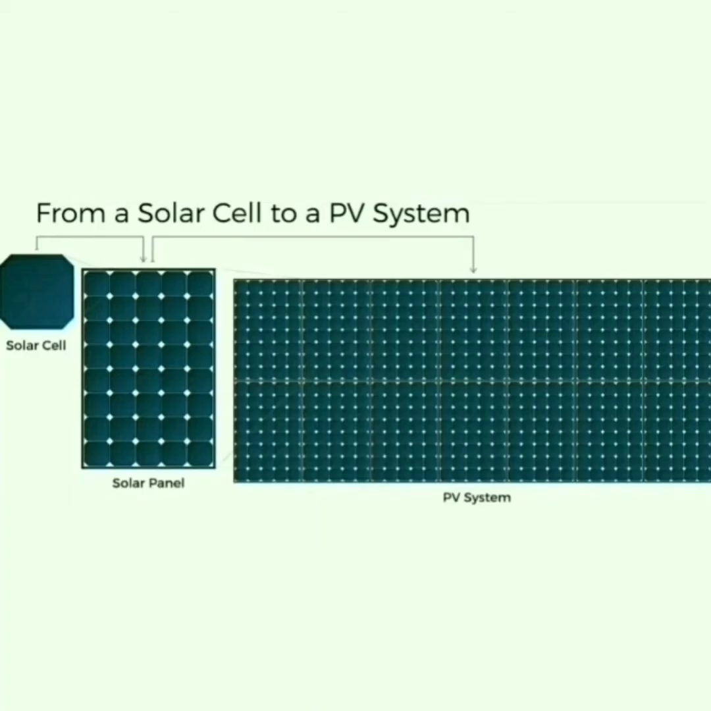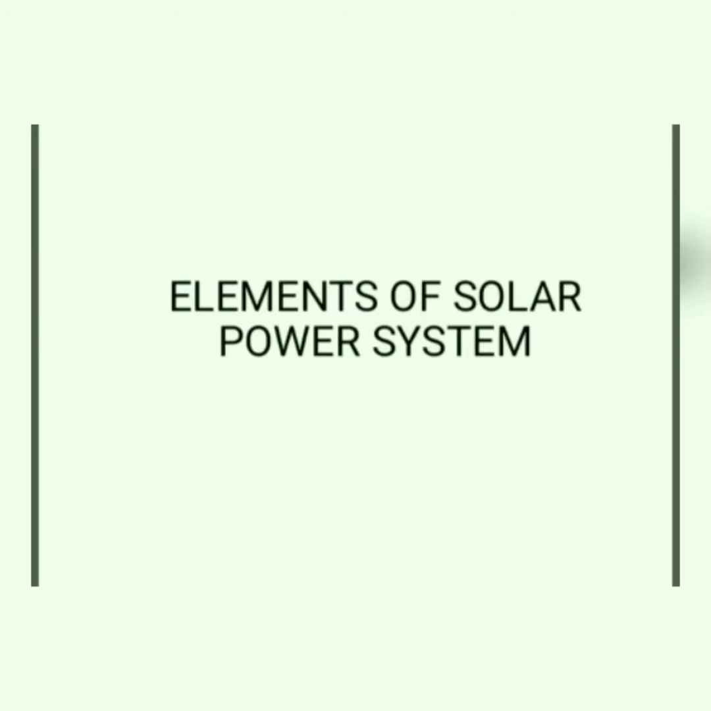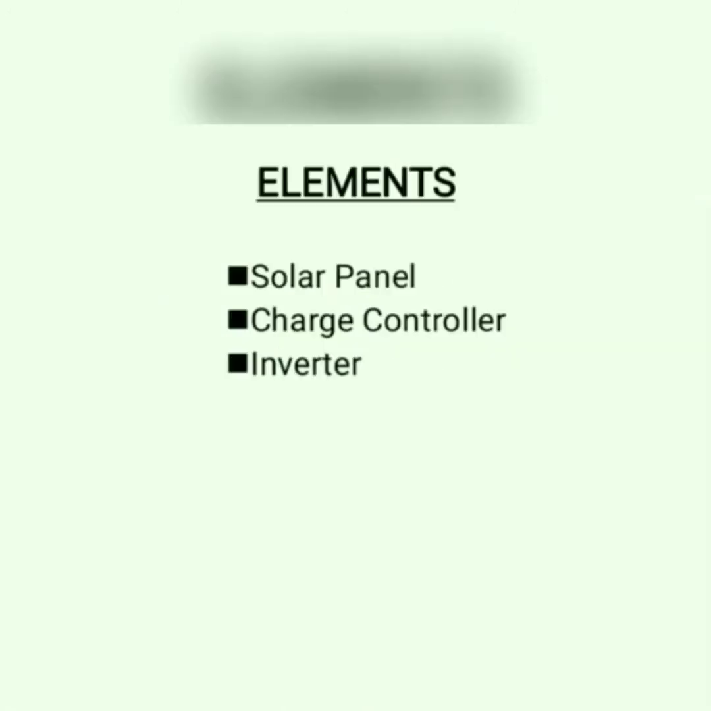Each solar panel can have 32 to 96 solar cells producing a maximum of 44 volts. Since we require more power, solar panels can be arranged in a module to make a solar system producing more power than we require. Let us see some of the elements of a solar power system: solar panel, charge controller and inverter.